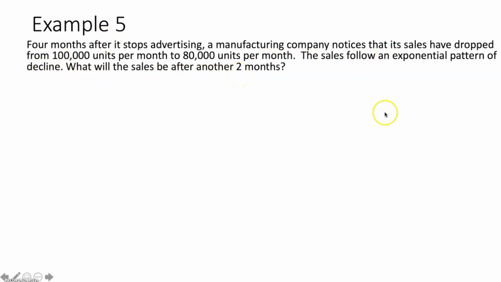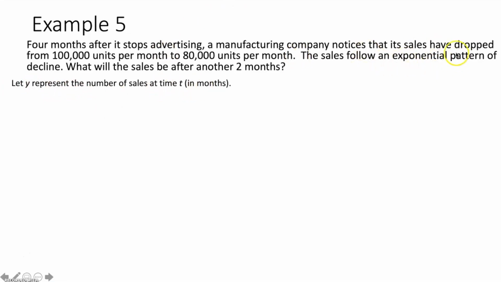So again, the first thing you notice here is exponential pattern of decline, or exponential decay, meaning we can use the exponential growth and decay model that we've been using. So the first thing we need to do is designate a variable. We're going to let y represent the number of sales at any time t.